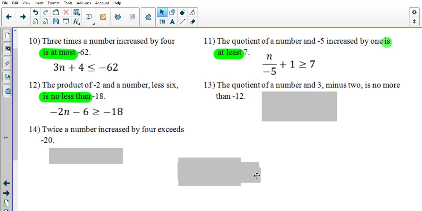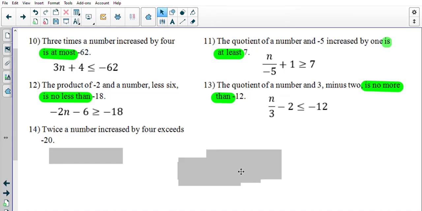Taking a look at number 13, the quotient of a number and 3 minus 2 is no more than negative 12. So "is no more than" is going to represent our inequality symbol. That's going to be less than or equal to. Remember, quotient means division, so we can write n over 3 minus 2 is going to be that next part, and then "is no more than," again, is our less than or equal to negative 12.